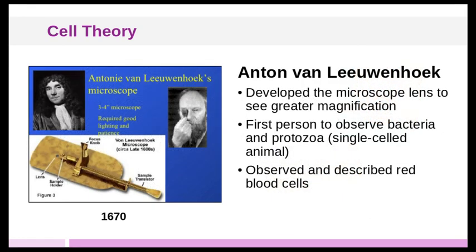The next person of importance to discuss in cell theory is Anton van Leeuwenhoek. He developed a microscope lens to see greater magnification, much better than that of Robert Hooke. He was the first person to observe bacteria and protozoa, which are single-celled. A protozoa is a single-celled animal. Bacteria are also single-celled, but they're not animals; they're bacteria. And he observed and described red blood cells. So these are some very early things that nobody else had seen before. And again, this was in 1670, so a long time ago. And you can see there his updates to the microscope and what had changed.